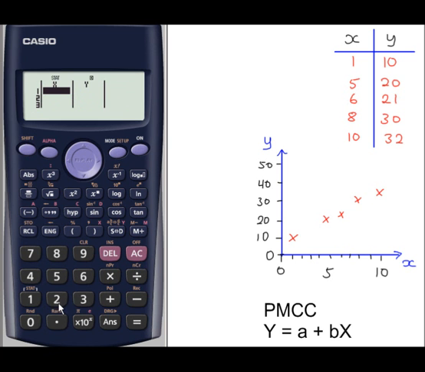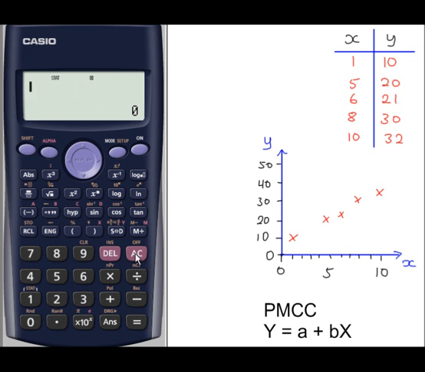So option 2, enter the X values, 1, 5, 6, 8, 10, scroll down to go to the top of the table, and then go across, enter the Y values, 10, 20, 21, 30, 32. The data is in there. Just double check that the data is accurate.